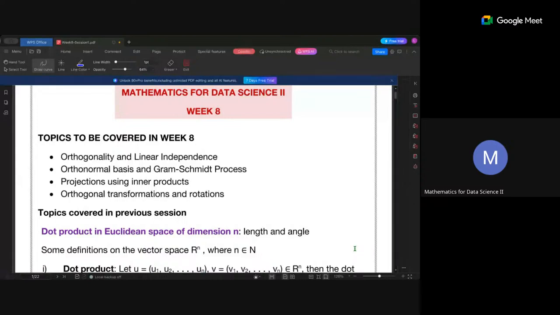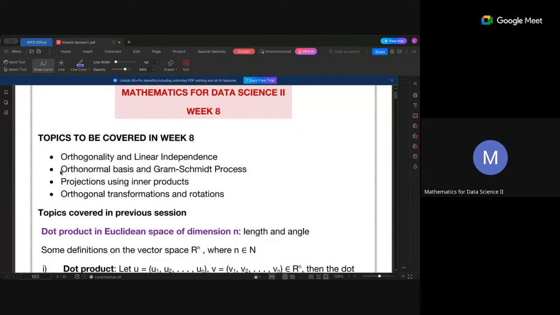So in week seven, you are introduced to inner product spaces, right? So what is first a dot product? What is length? What is the angle between two different vectors? And what is an inner product space? So you have been introduced to these terminologies in week seven. Now, since we already know what an inner product space is, we are going to look at one important concept in inner product, which is orthogonality.